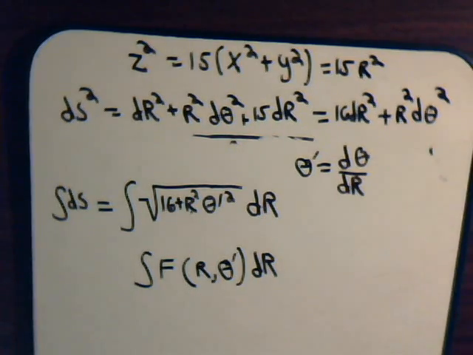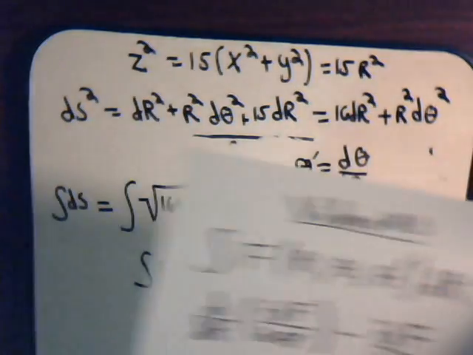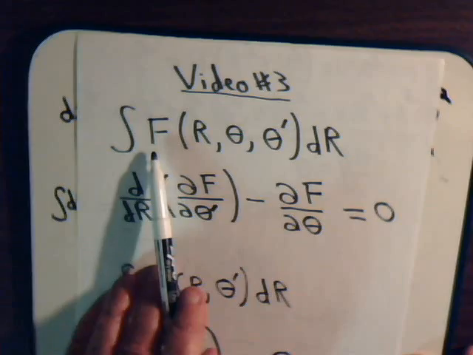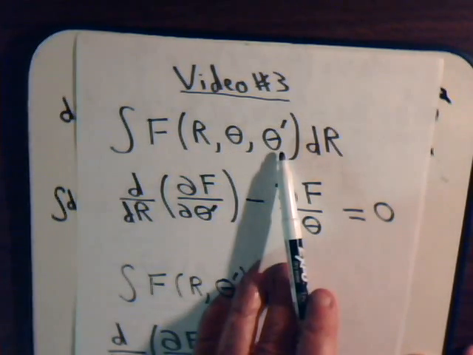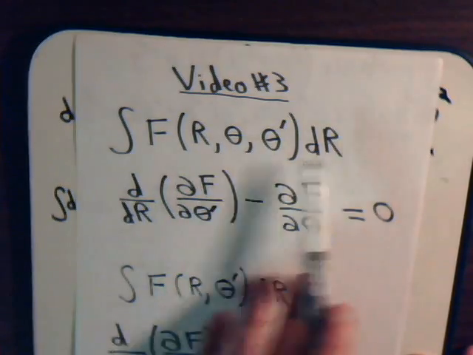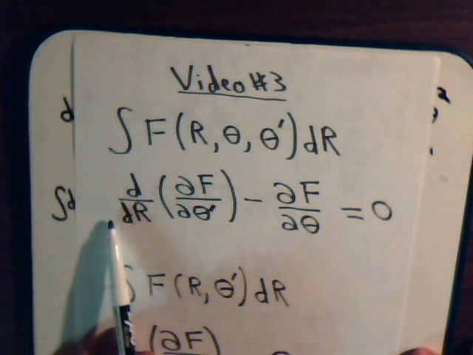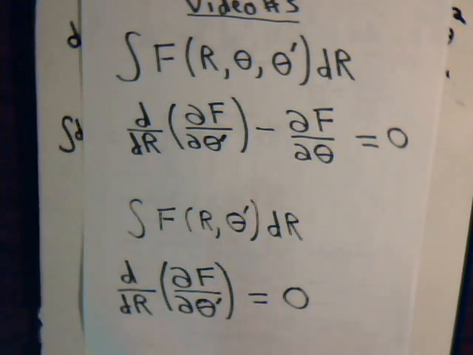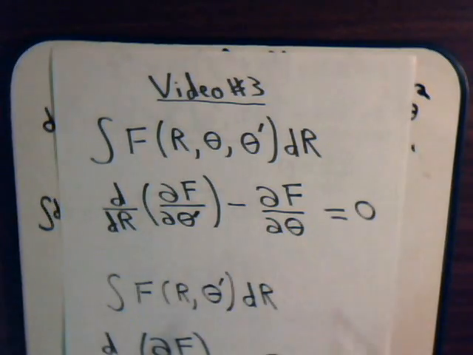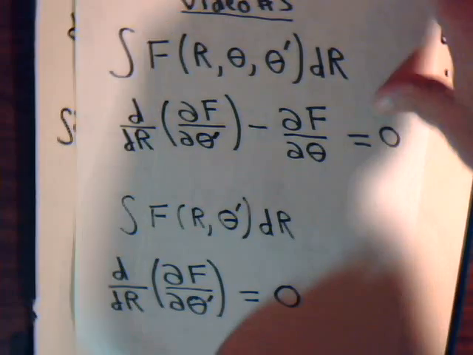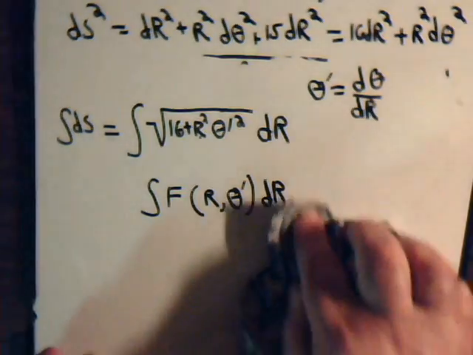And in video number 3, we gave the expression for the Euler equation in various formats. One of them was if we had the integral of a function of r and theta prime, where theta prime was d theta dr, r is the independent variable, then the corresponding Euler equation was this. Well, this problem is exactly the same, except there's no theta here. So for our problem, the corresponding Euler equation is just this. This part of the problem is gone since there's no theta in our particular integral.